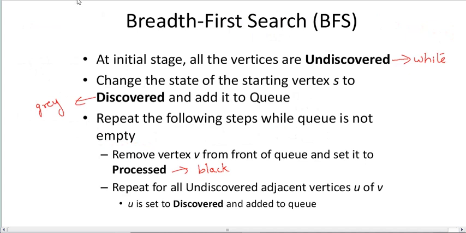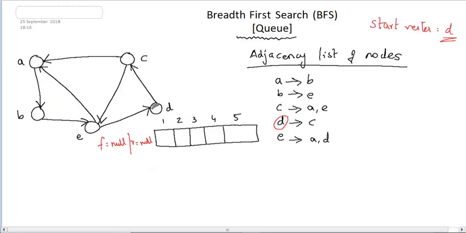Let us move on with the algorithm. Change the state of the starting vertex S to discovered. So make it gray and add it to the Q. So D, I am making it gray. And now I have to add it to Q. So the first value would be my start vertex D. Here the front is 1 and the rear is 1.